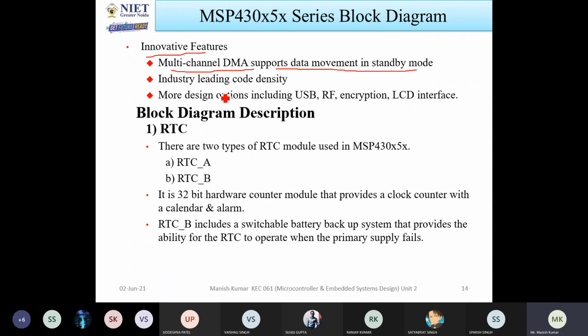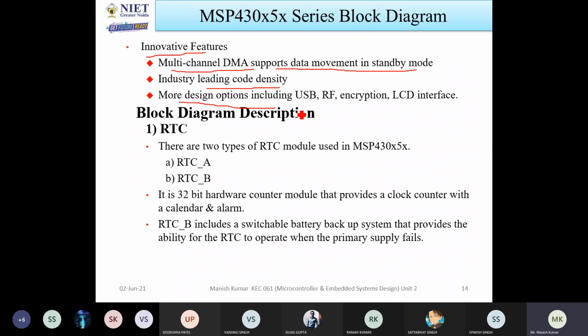Now it also has industry-leading code density. What is the meaning of industry-leading code density? It is about the code, whatever programs you have written. A processor with greater code density requires fewer instructions, that is, small programs. मतलब small programs में you can do a lot of work. ऐसा नहीं है कि एक छोटा सा काम बनाने के लिए हमें एक बड़ा सा प्रोग्राम लिखना पड़ेगा. So this is called code density. कम programs में we can specify a number of more operations.